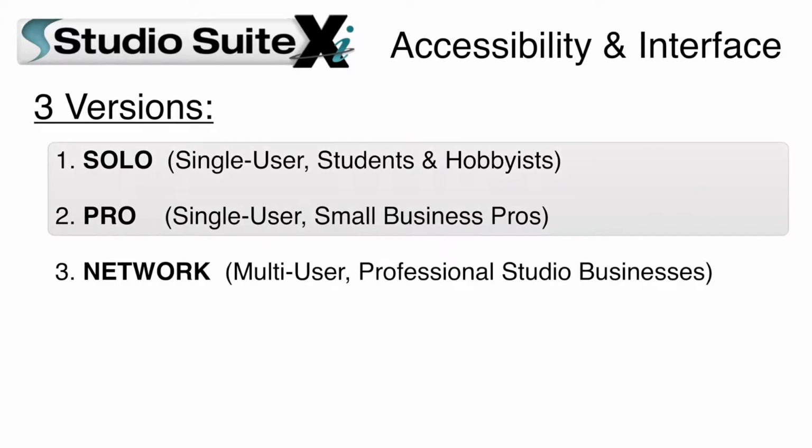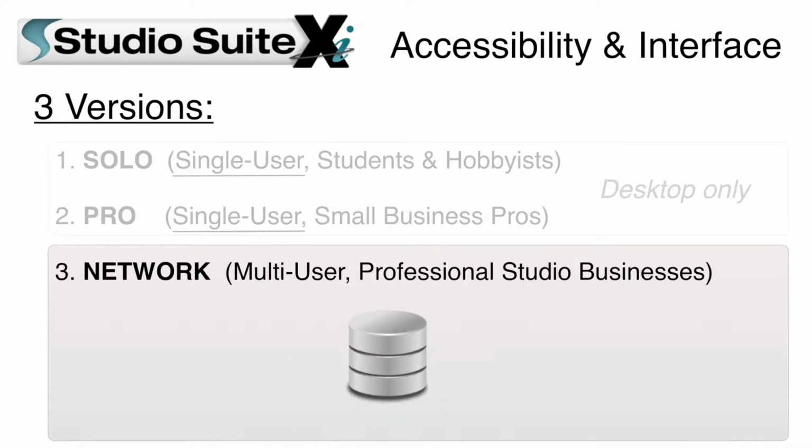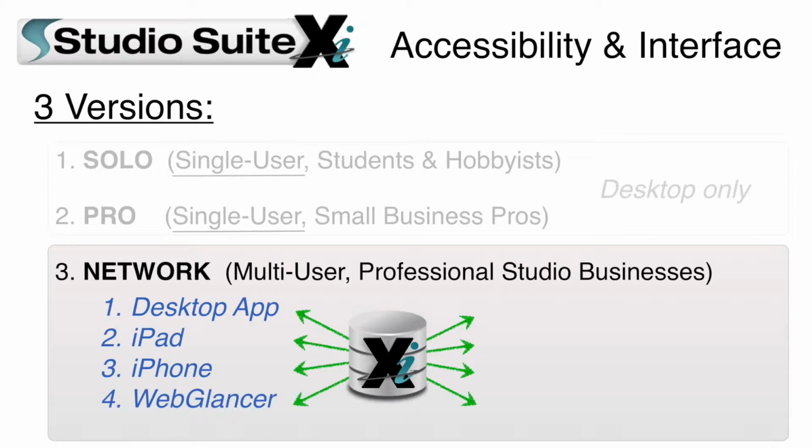Let's talk about the first 2. I mentioned they were single user, and this means that they are really only accessible in one place, and that would be your desktop. Since we're talking about accessibility, let's now talk about the network version, which typically means there's a server, in this case with Studio Suite XI installed, connected to your network. And this is what provides access over the network to the desktop application, the iPad, the iPhone, and also to Web Glancer, which is our more limited read-only access to Studio Suite through a browser, and also provides the two-way sync to iCal and Google Calendar.